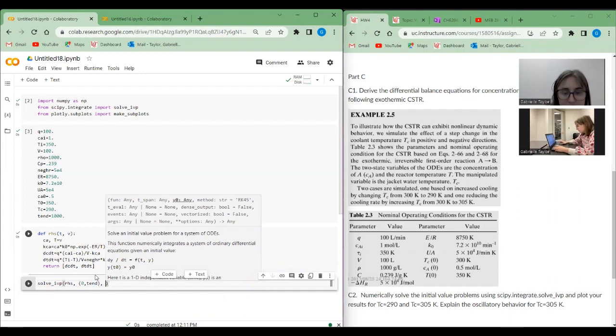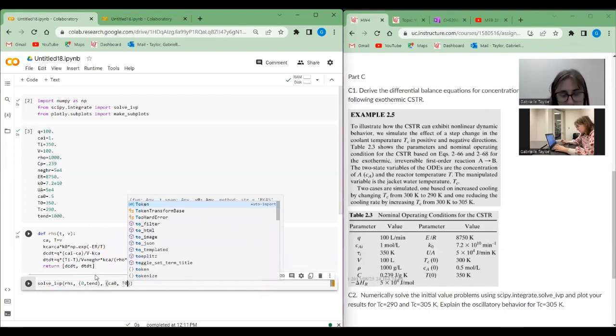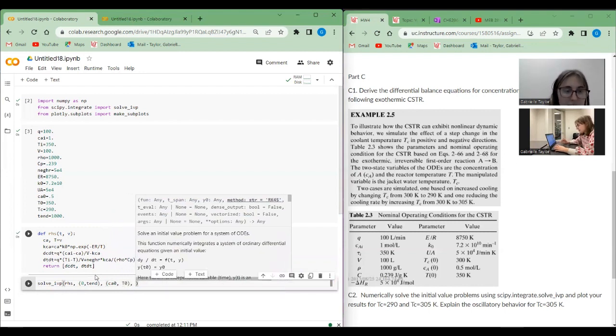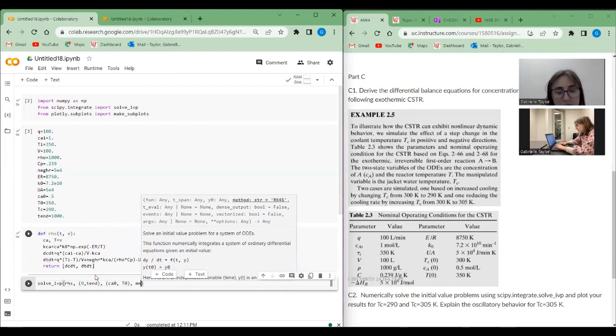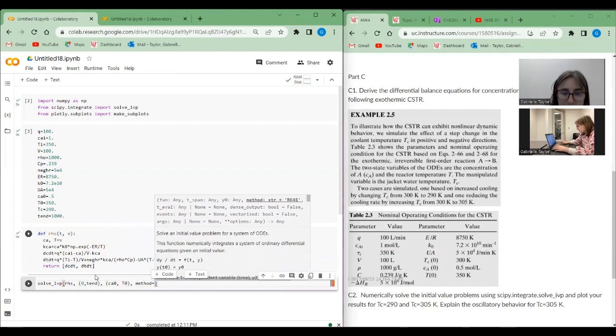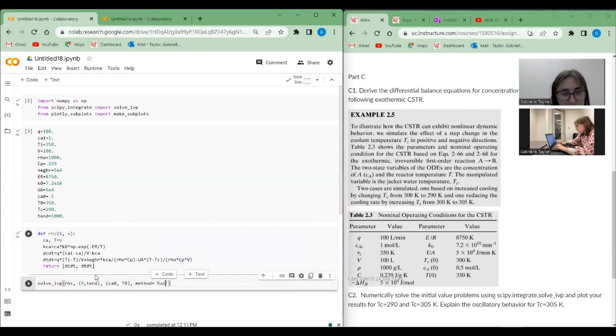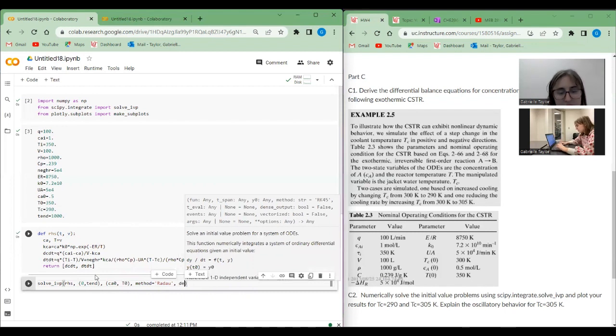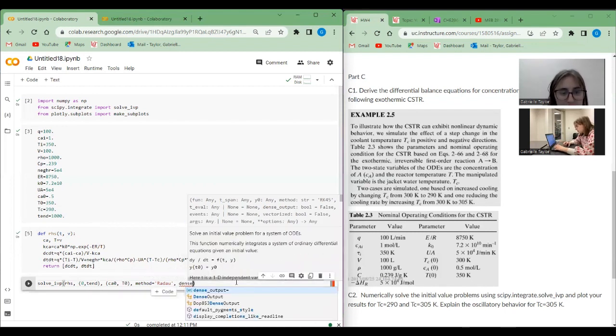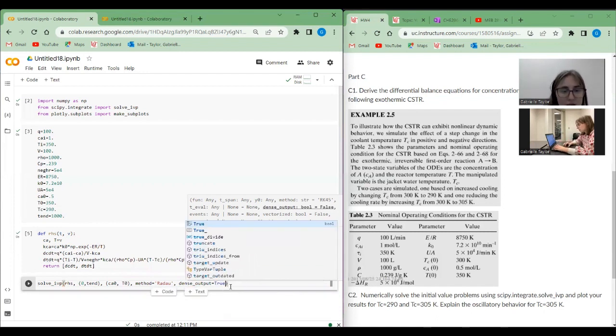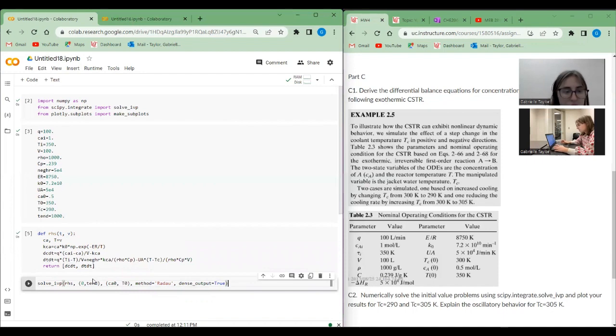So then it's going to be, we have to do C. We have to do our concentration first, and then we have to do our temperature because it's in the same format. And then let's do our method as equaling our Radau method. And then we have just our dense output. We need this to equal true so that we can choose which times we want to plot this for. So let's see if this works.